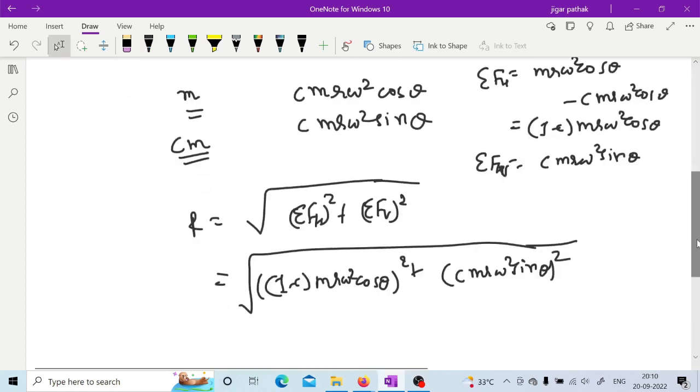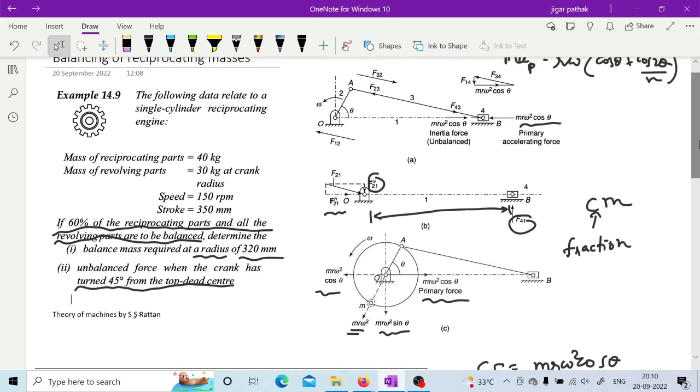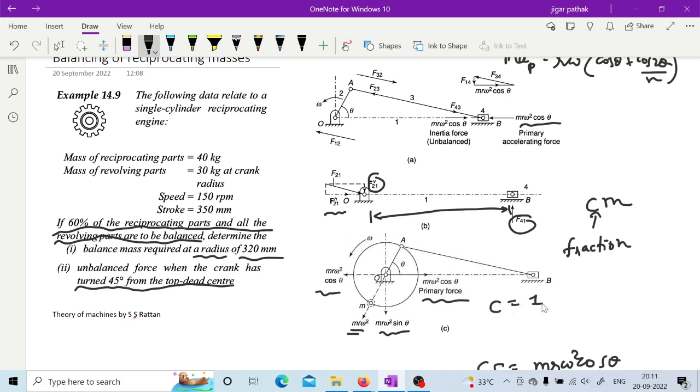Sir, may you please tell where this c came from? How did this fraction come about? See, this fraction has come into the picture because you cannot avoid this vertical component m r omega square sin theta when you are balancing the reciprocating component m r omega square cos theta. That is why instead of going for full balance, you are going for partial balance. Generally this value of c varies from 1 by 2 to 3 by 4, and not the full reciprocating mass is balanced, because otherwise this component is going to give that vertical motion to this particular fulcrum.